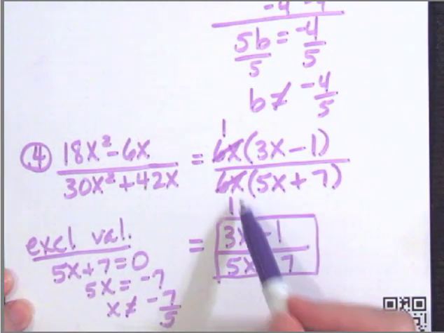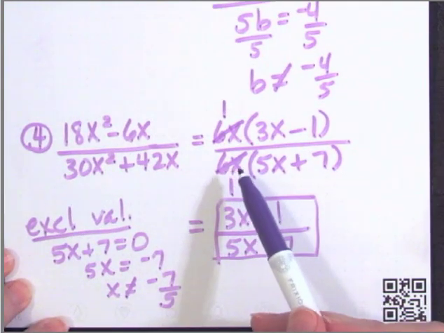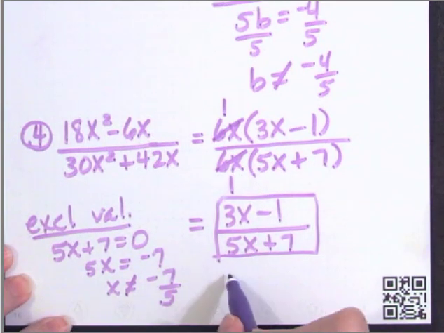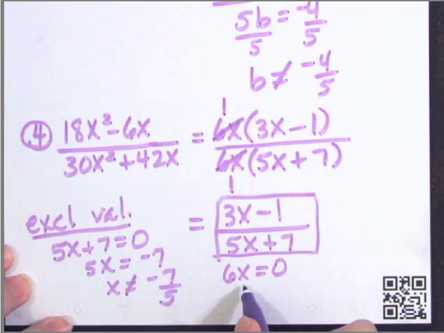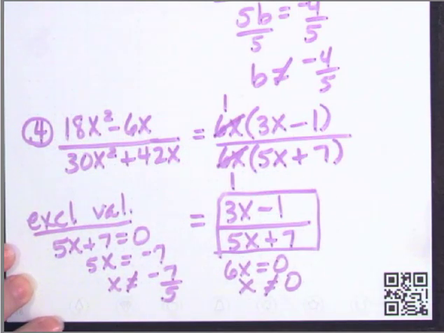Another one is going to be, go back and look at that denominator at what you canceled. Because if you plug in 0 here, that's going to blow that up. We can't divide by 0. So we need to set that little part equal to 0 also. Divide both sides by 6, and I get x equal to 0. So these are my two excluded values.